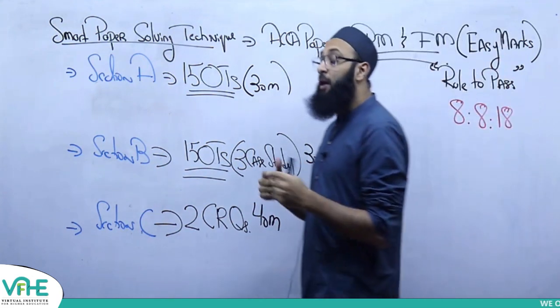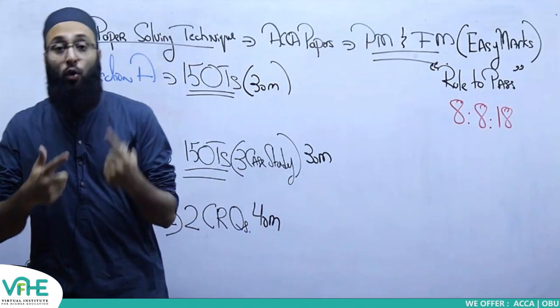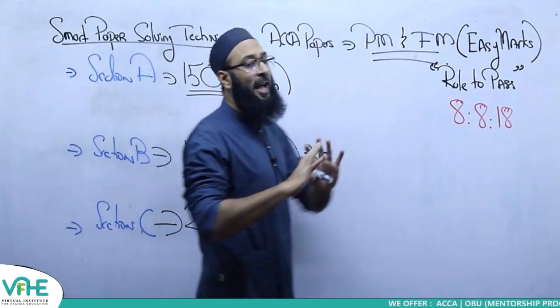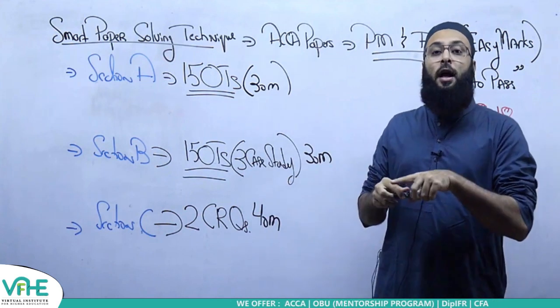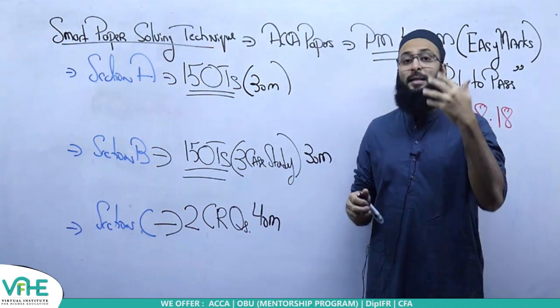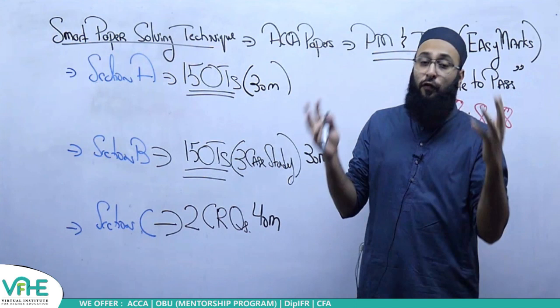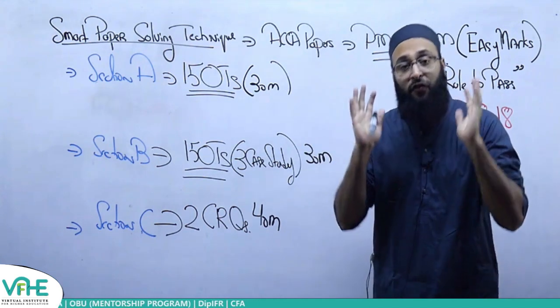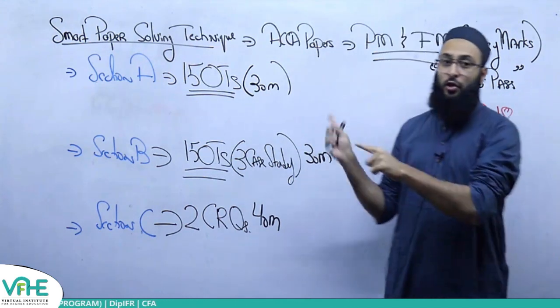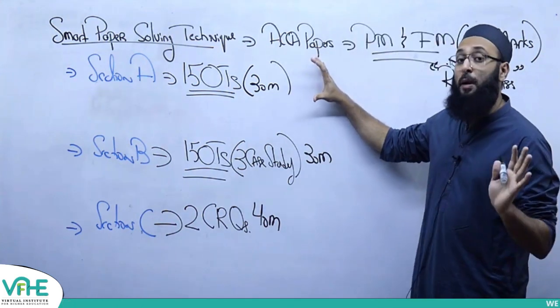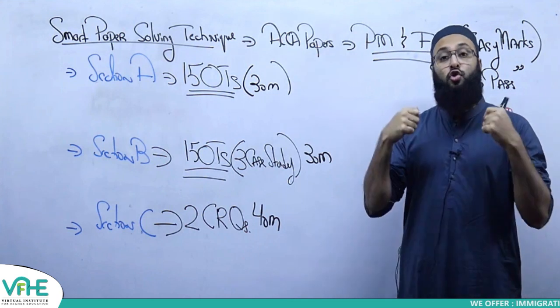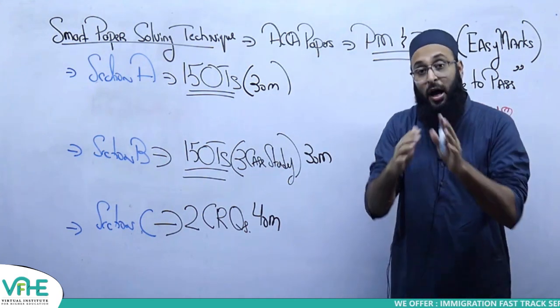In section A, just look for the easy OTs. Out of 15, the narrative ones I'm talking about are easier, maybe 3, maybe 4. So there are at least 5 easy OTs in section A, including narrative and the calculative ones. So what I want you to do is solve the easy OTs first out of those 15.